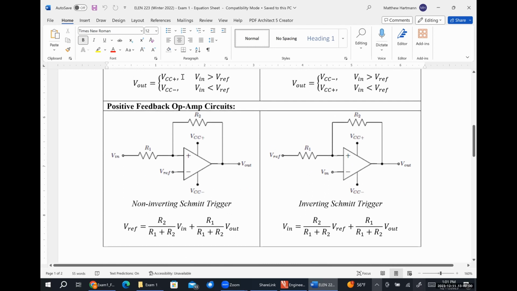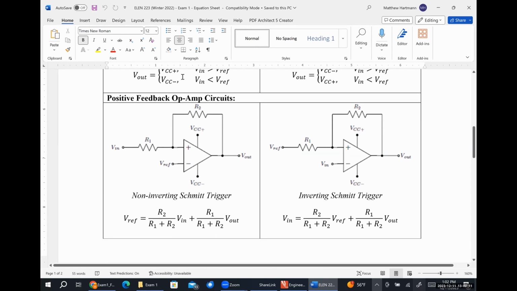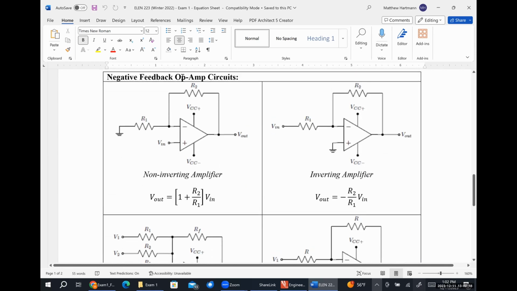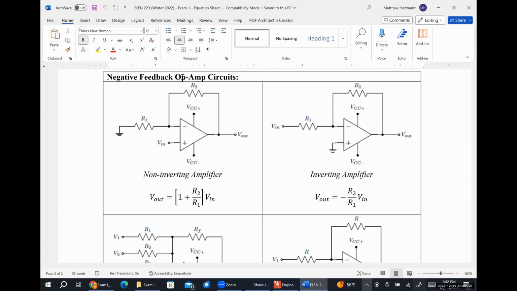So the non-inverting Schmitt trigger and the inverting Schmitt trigger, as well as the equation used to calculate the upper and lower trigger limit voltages for both. The astable multivibrator circuit is not going to be in the test, so it's not showing up here. Then we get into our negative feedback op-amp circuits. Starting with the non-inverting amplifier and its input-output relationship, I didn't give you the open loop or the closed loop voltage gain, because that should be pretty easy. Just divide both sides by VN and there we go.